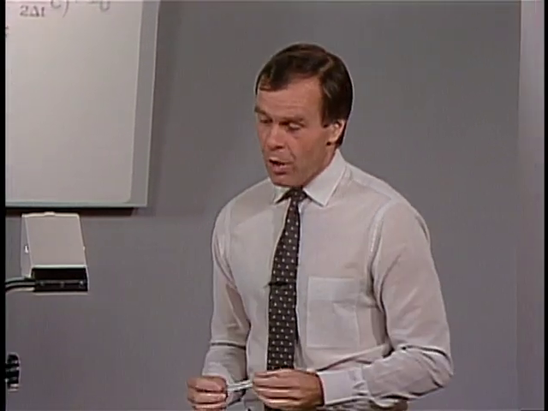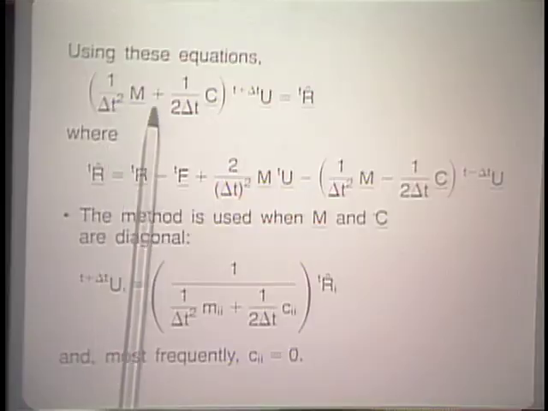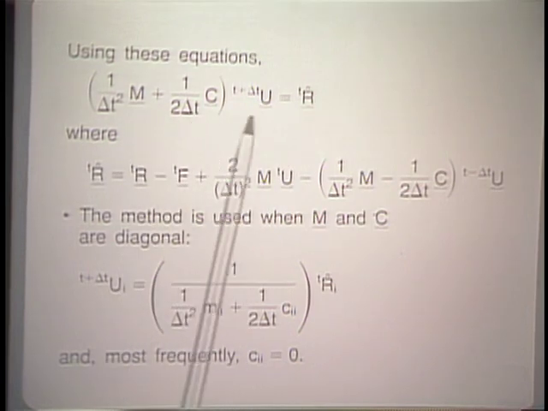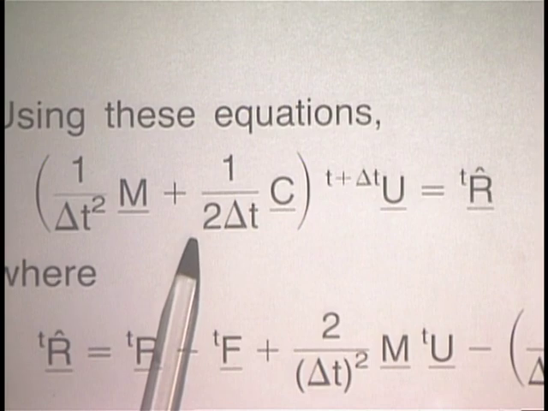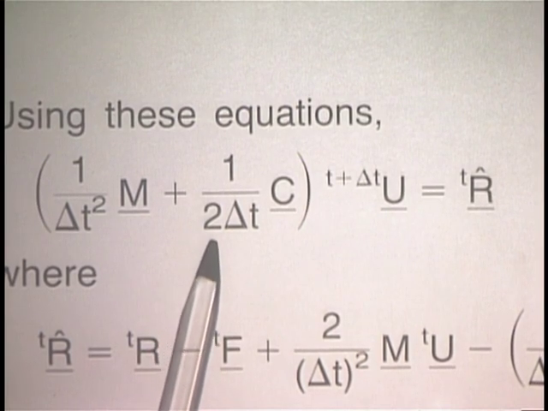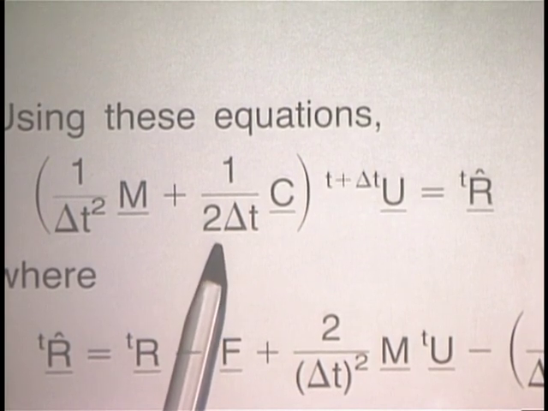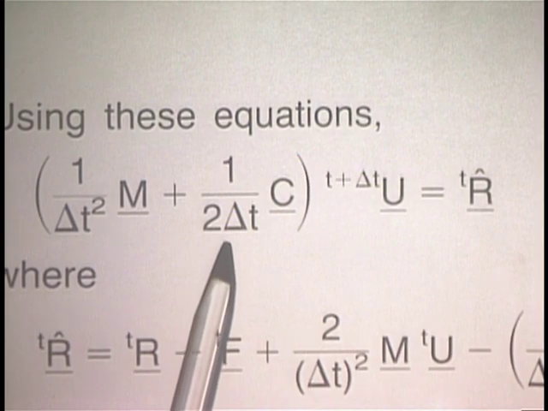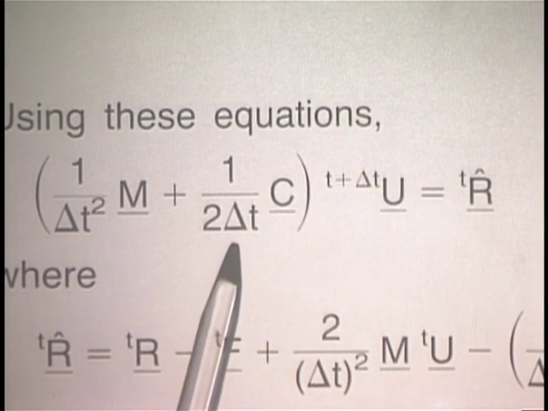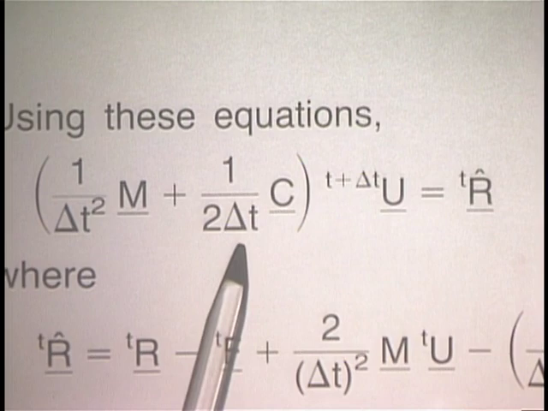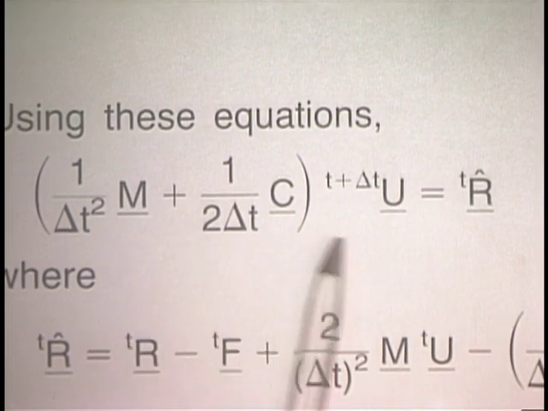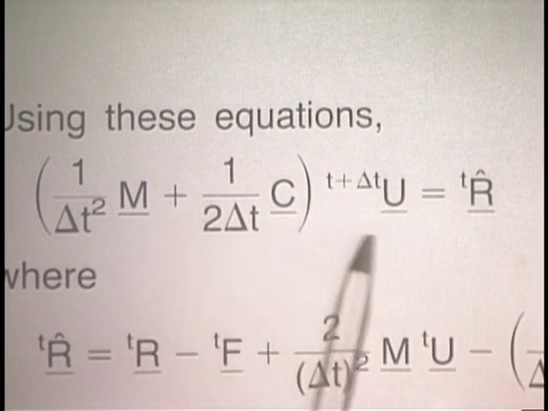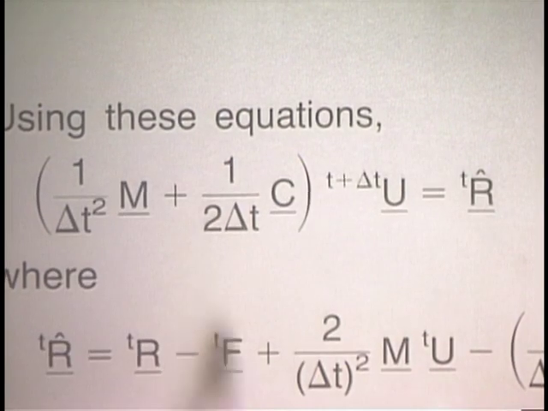Using these three equations, we can directly develop one equation, and that equation looks as shown up here. Notice we have three equations in three unknowns which can be solved. The three unknowns being, of course, the displacement at time t plus delta t, the velocity at time t plus delta t, and the acceleration at time t plus delta t. Three equations in three unknowns. We can solve these equations, and the governing equation that we obtain in that solution is listed right here.